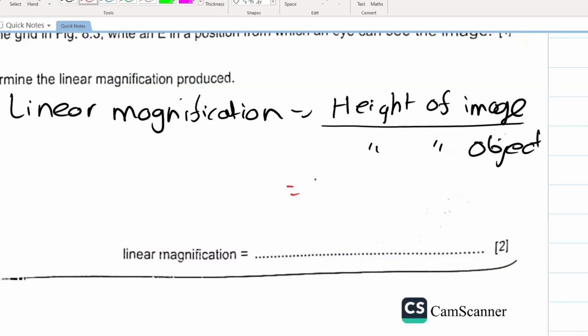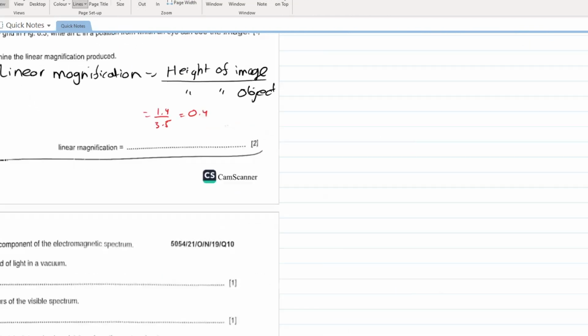The height of the object is 3.5. Divide both of them. You will get your linear magnification. That comes out to be 1.4 divided by 3.5. This equals 0.4, which is your linear magnification. Simple as that. Nothing complicated. Let's move on to the next question.